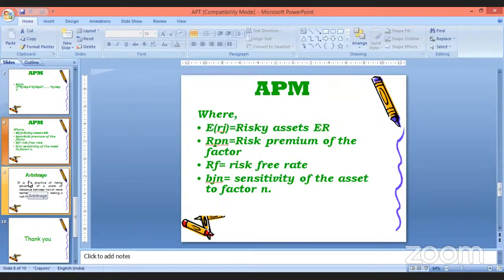Standard deviation of the return. Expected rate means expected returns. Deviation indicates the risk associated with the portfolio.